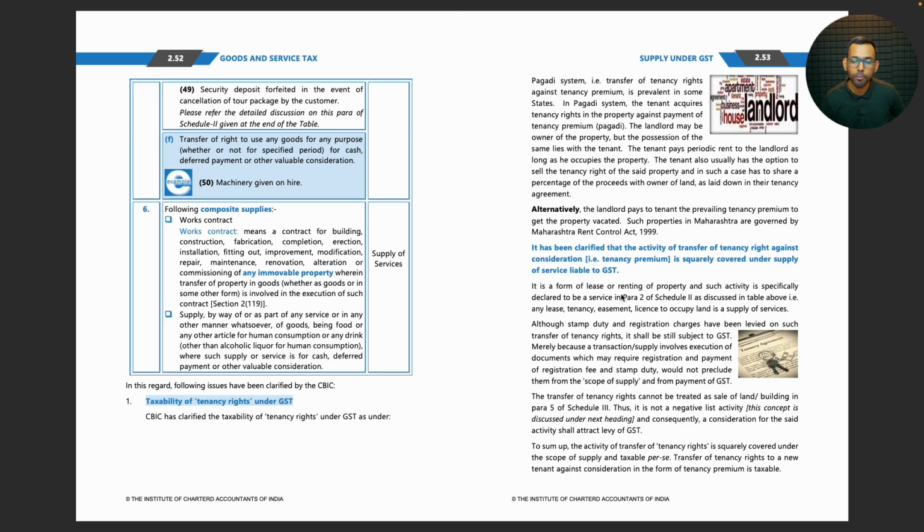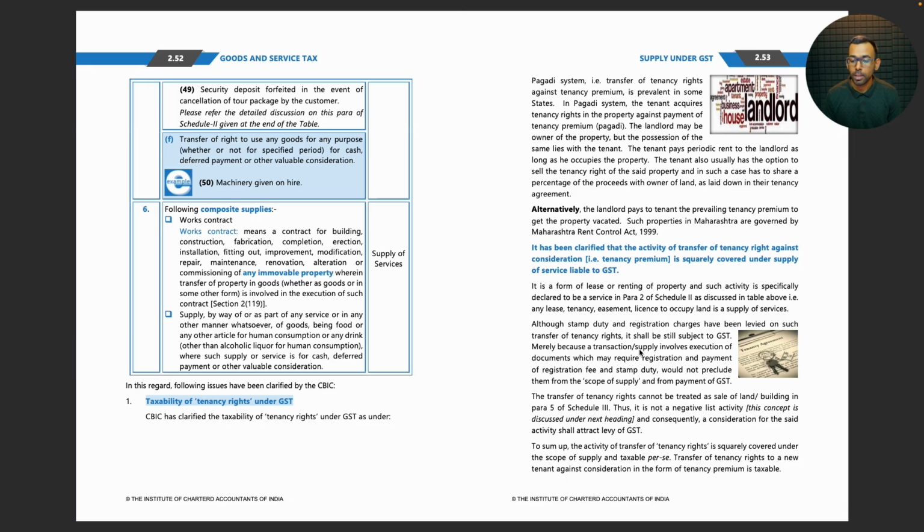Anyway, it is a form of lease or renting of property, and such activity is specifically declared to be a service in para 2 of Schedule 2 as discussed in the table above. That is, any lease, tenancy, easement, license to occupy land is a supply of service. Okay, although stamp duty and registration charges have been levied on such transfer of tenancy rights, it shall still be subject to GST.